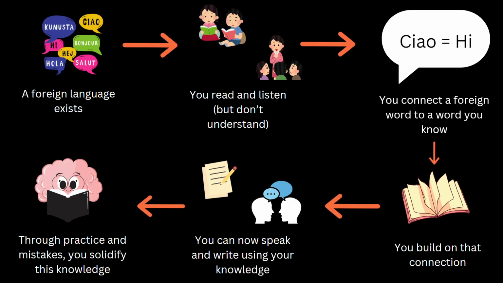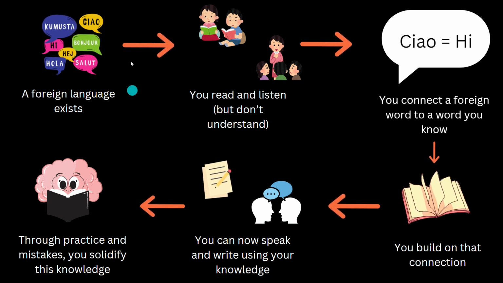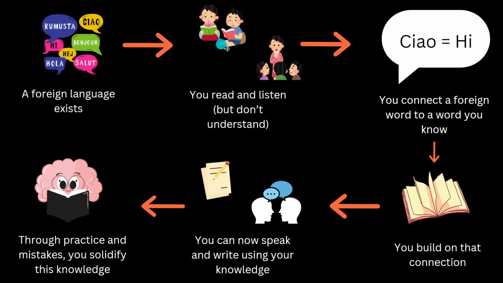So up here we start, a foreign language exists. We'll say Italian. You're going to learn Italian and you don't know any of it. So it exists and you don't know what any of the words mean. You read and listen, that's our input, but you don't understand. So you might see words like ciao, come sta, anything like that in whatever language, but you don't understand what they mean, obviously, because you haven't been taught what they are.